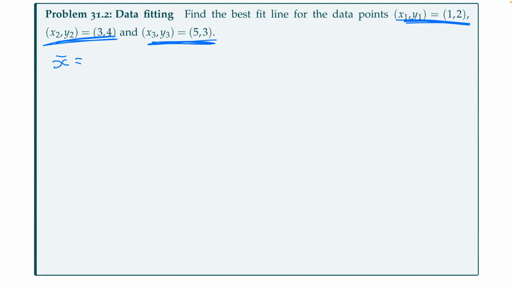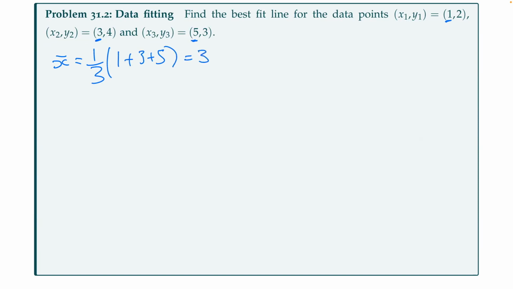Okay, so we need to take, first of all, the average of our x values. So here, there are 3 points. So we're going to divide by 3 and then sum up the x coordinates, which are going to be 1, 3, and 5. That comes to 3. Likewise for our y's, our average y value is going to be divide by the number of points, in this case 3. We have 2, 4, and 3 here, so we're going to divide 9 by 3 again, so we get 9 over 3, which is 3.